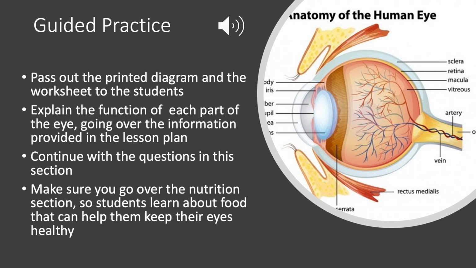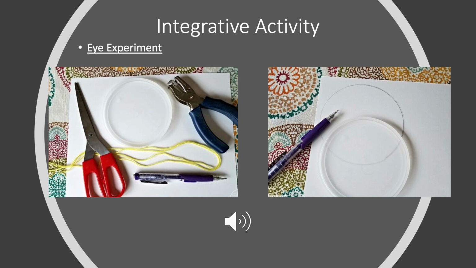eyes healthy. For the eye experiment, we can create an experiment of our own that helps to show how the brain keeps images and how it affects the way we see the world around us. To start, we will need to draw or trace a circle on the cardstock approximately 4 inches in diameter.